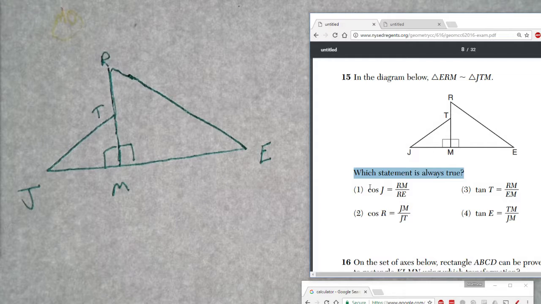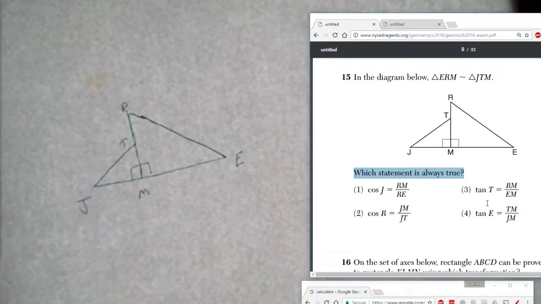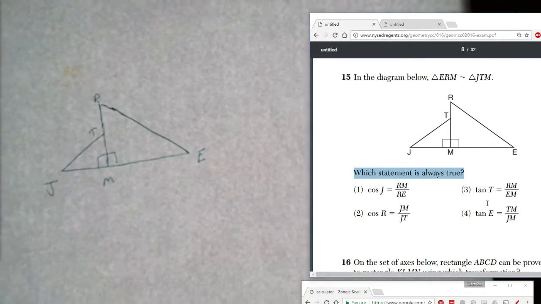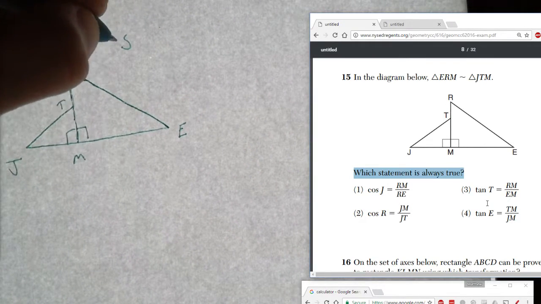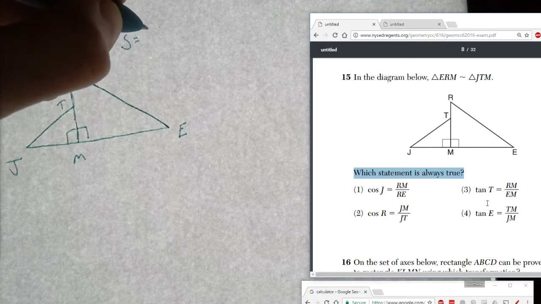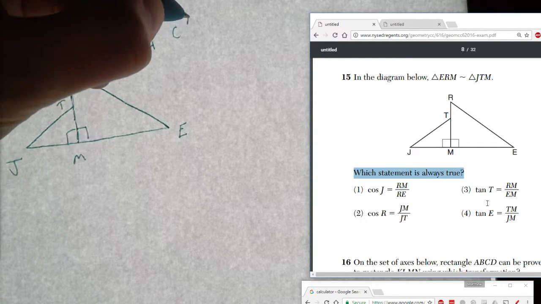I've got right triangles. I've got cos and tan over here. Let's write out SOHCAHTOA. Maybe I'll zoom out on this a little bit because there's going to be a lot of referencing things for this question. All right, I'll write out SOHCAHTOA.